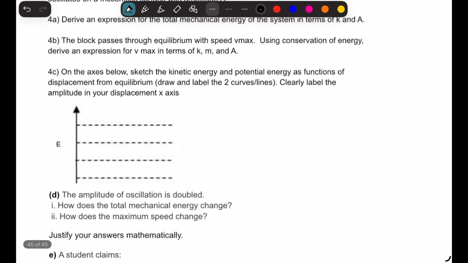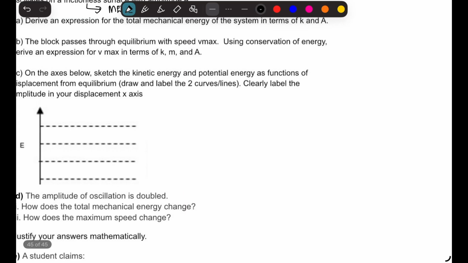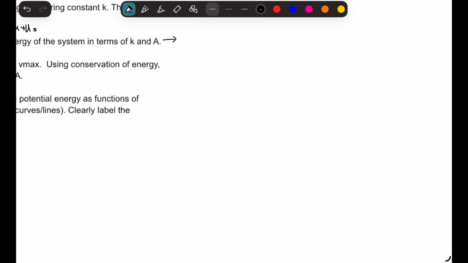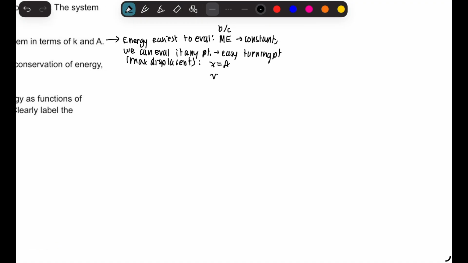After this, you're going to derive an expression for the total mechanical energy of the system in terms of K and A. So what you need to do is find when is your energy going to be the easiest to evaluate. Because we know that mechanical energy is constant, we can evaluate it at any point. Our easiest point is the turning point, because at the turning point you have your max displacement. So at your turning point, x is equal to your amplitude, and also your velocity is equal to 0.